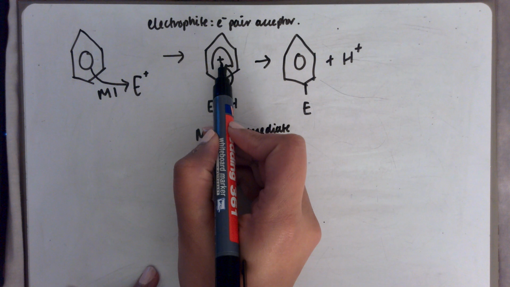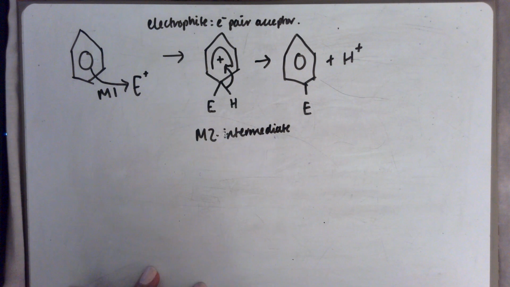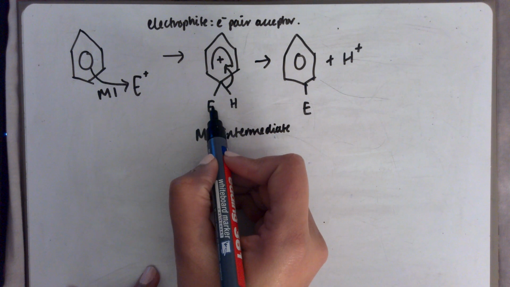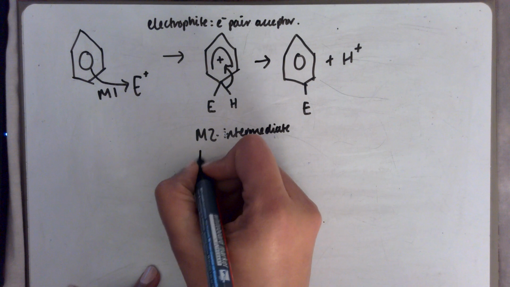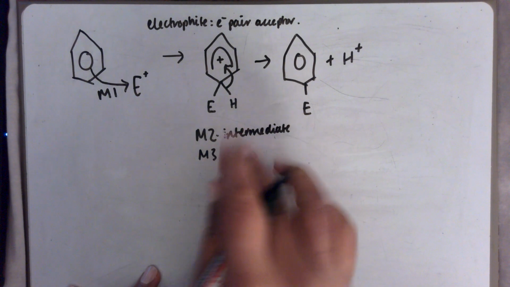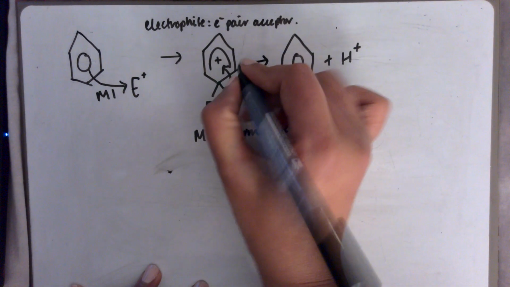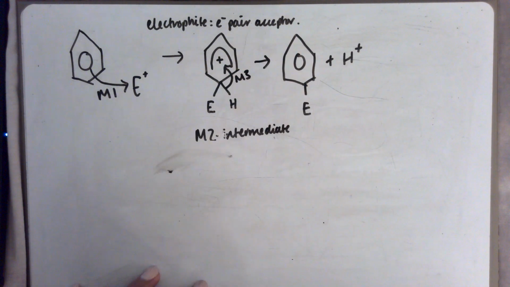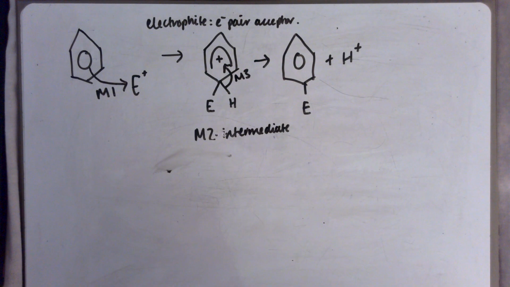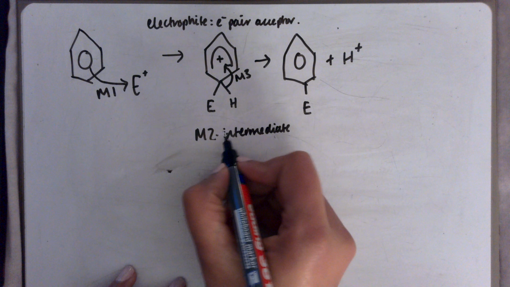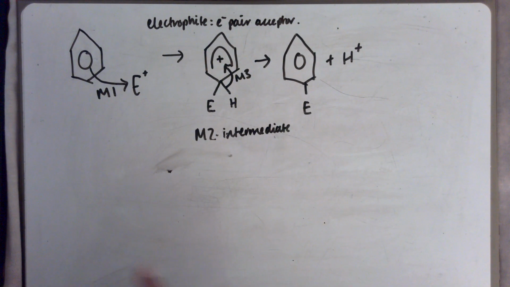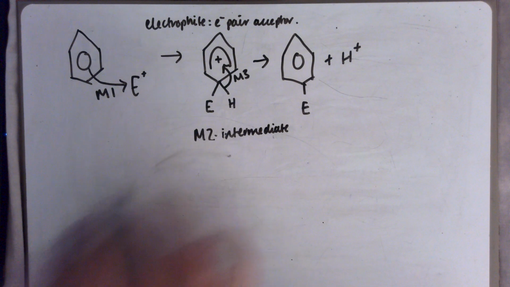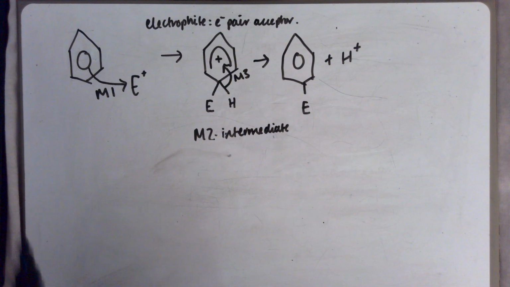We also, within that intermediate mark, have to put our positive charge in the ring and show the electrophile and the hydrogen. Your third mark then finally is for showing the electrons from that carbon to hydrogen bond going back into the ring. You don't get any marks for showing your product, however it's good practice to always do so. So that's just a recap of electrophilic substitution.